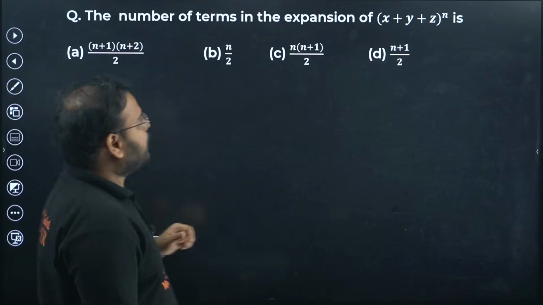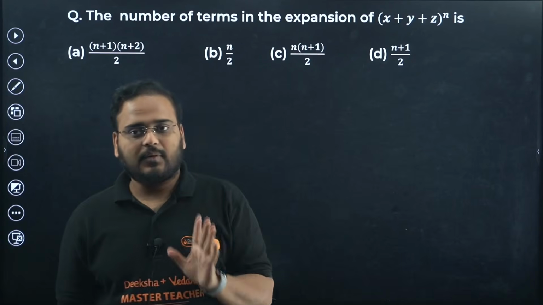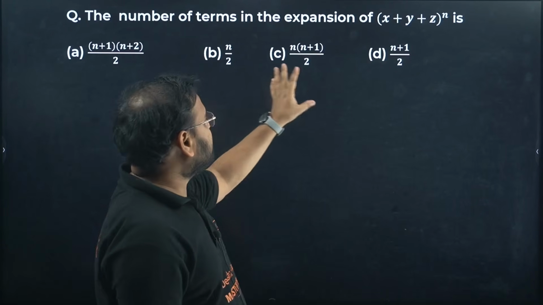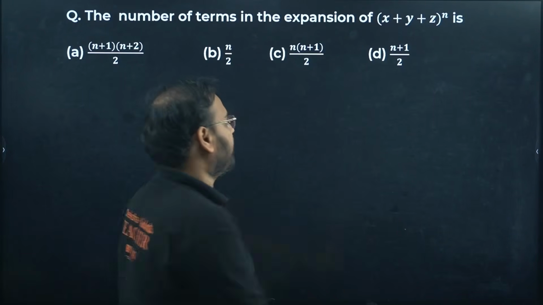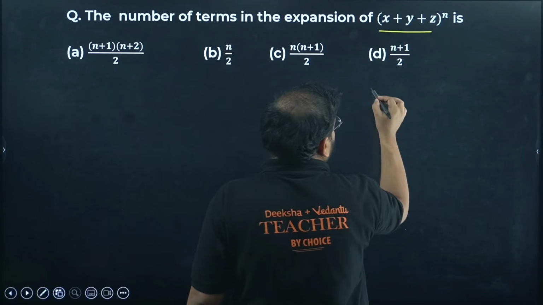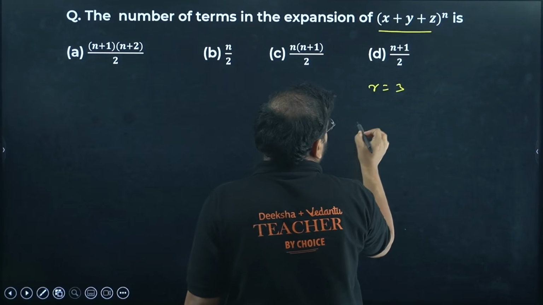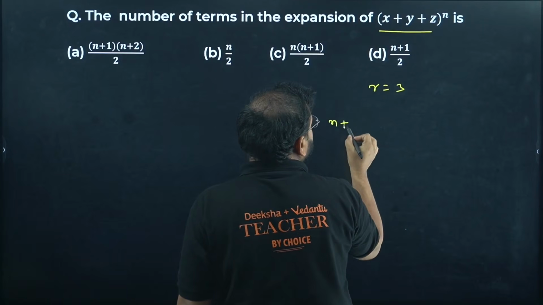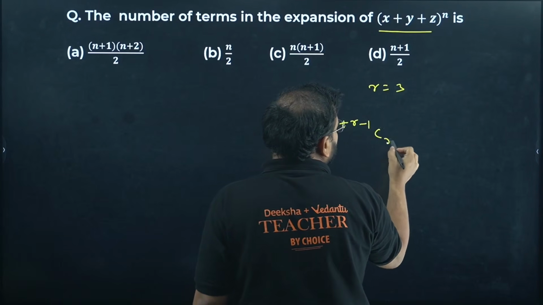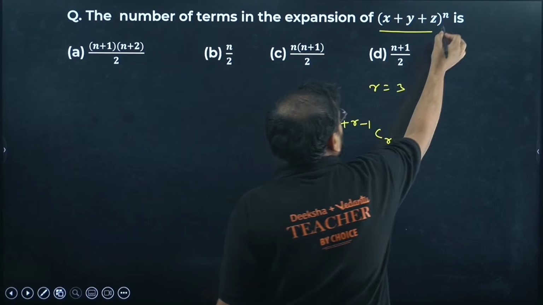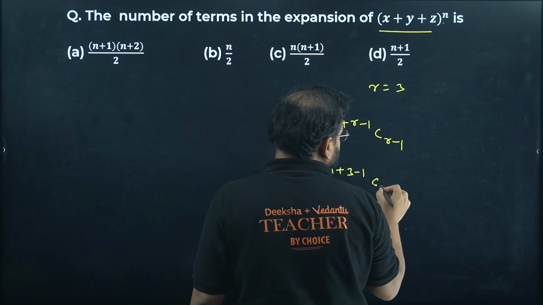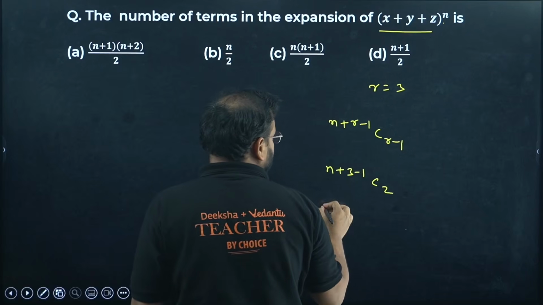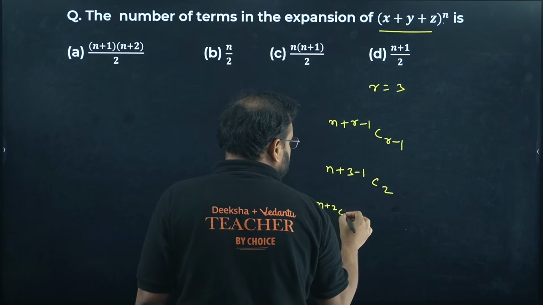Alright. Let's do one more question. Number of terms in the expansion of x plus y plus z. As I mentioned, if the number of terms are different, check here. This is 3, so in this case our r value is 3. What is the condition for number of terms? n plus r minus 1 C r minus 1. So the n value is n only. Right here, n plus 3 minus 1 C 3 minus 1 is 2 only. So n plus 2 C 2.